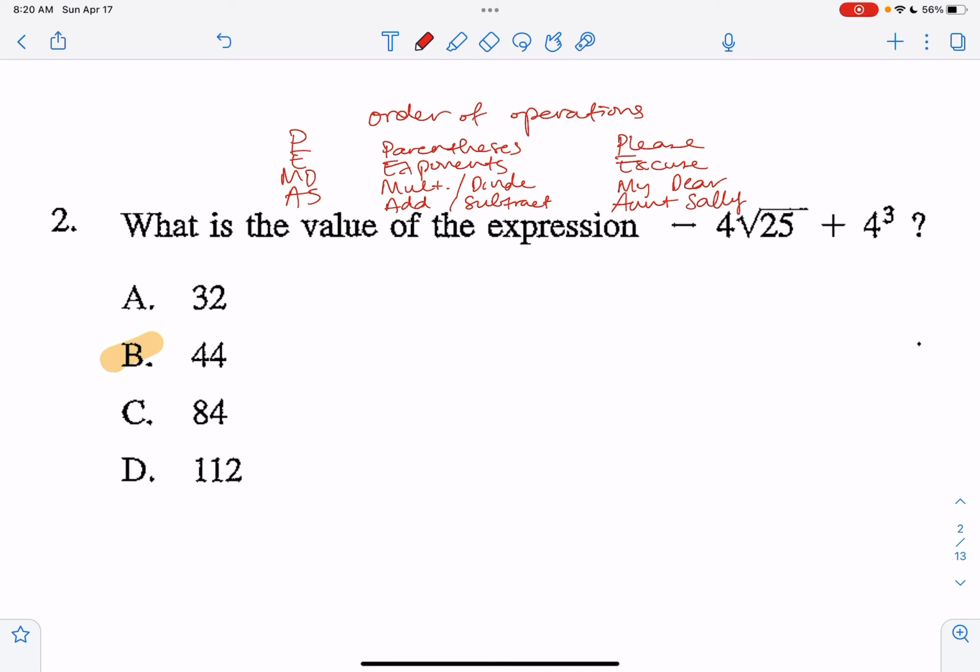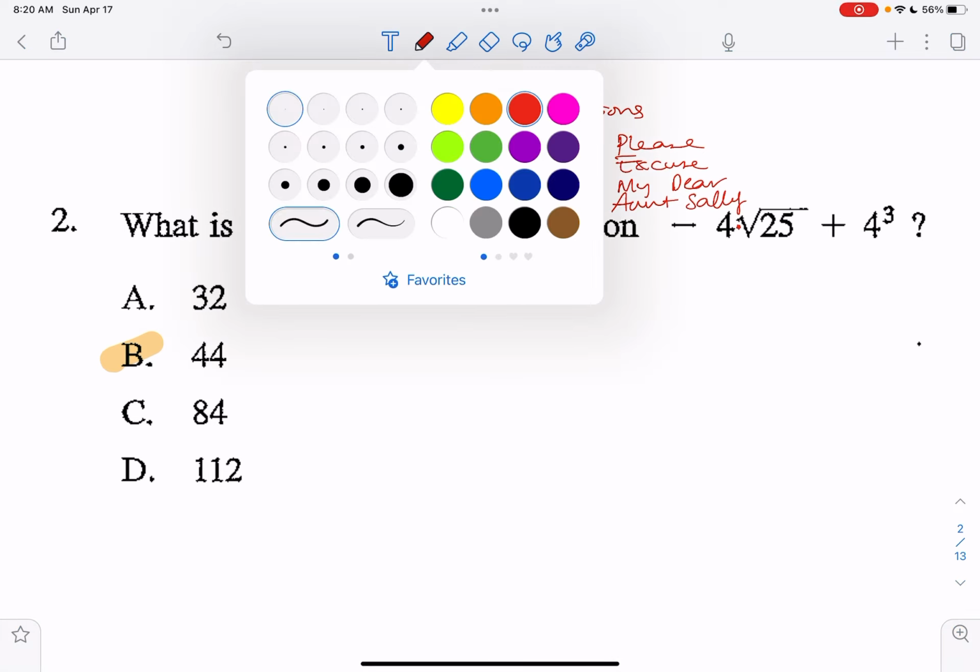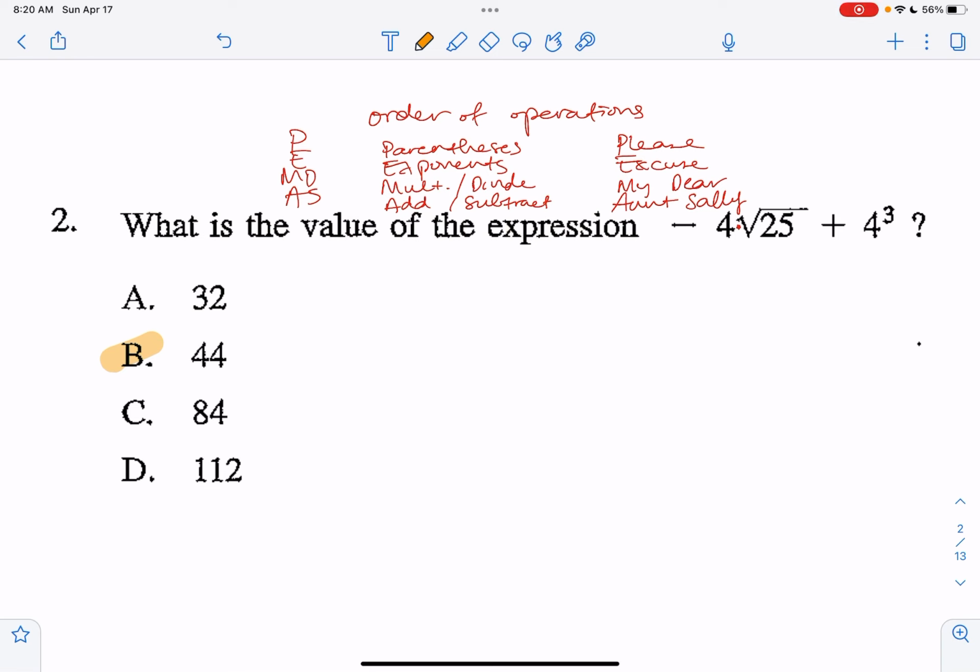So here you have this invisible multiplication symbol. So just go through the order. You don't see any parentheses, but you do see some exponents. So that's 4 cubed and the square root of 25. Remember, a square root of x is equal to x to the 1/2 power. So a square root also counts as exponents. So this would be negative 4 times 5 plus 4 cubed is just 4 times 4 times 4, or 64.